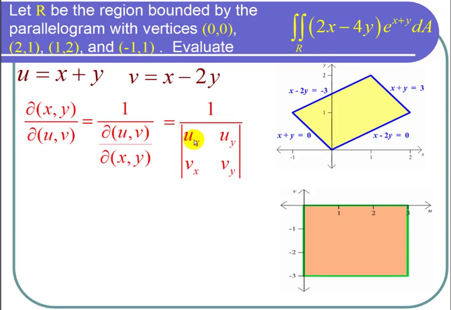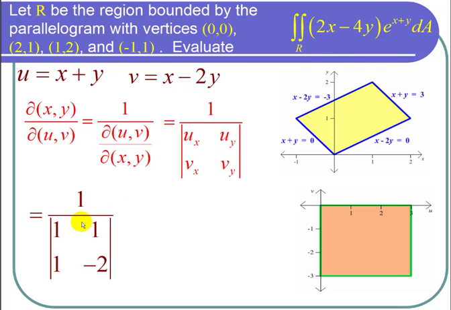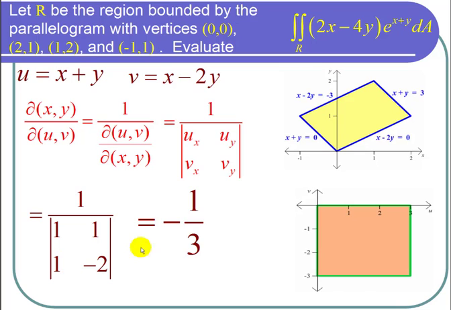So we can calculate u_x, which is just the partial derivative of u with respect to x, and that's 1. u_y is also 1. v_x is also 1. And v_y is -2. So I get 1 over the determinant of the matrix [1, 1; 1, -2]. And I take that determinant, 1 times -2 minus 1 times 1 is -3. So I get 1 over -3, or -1/3.